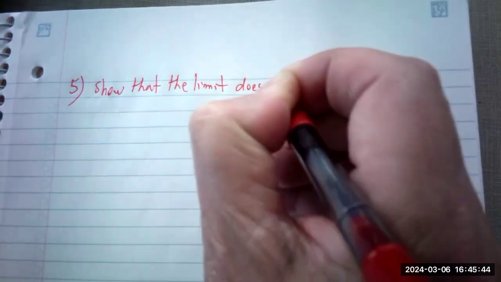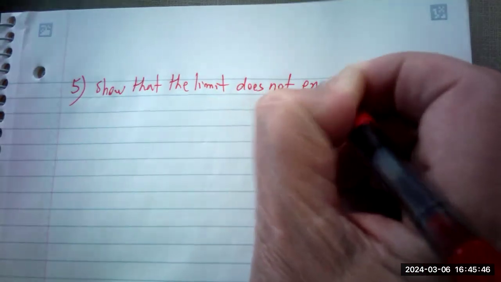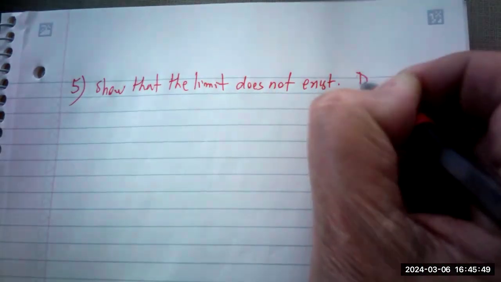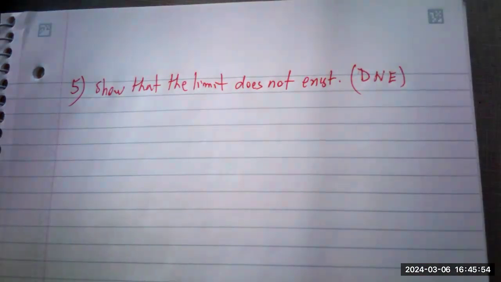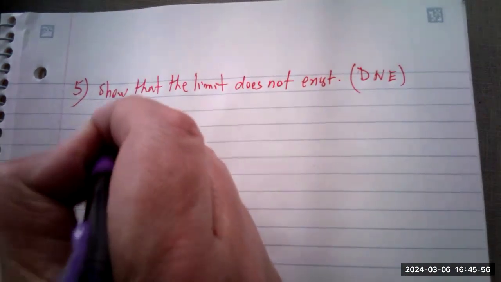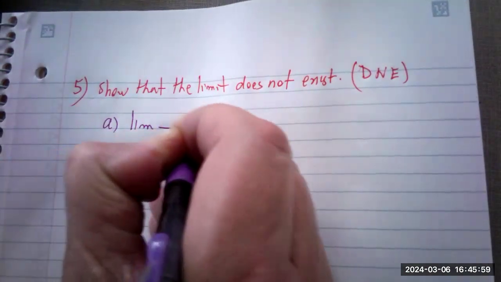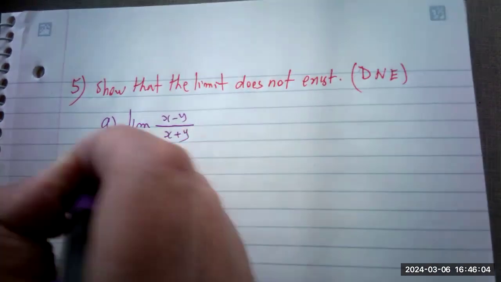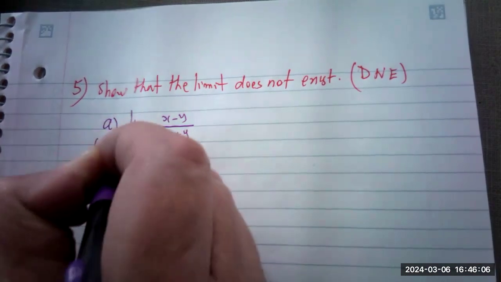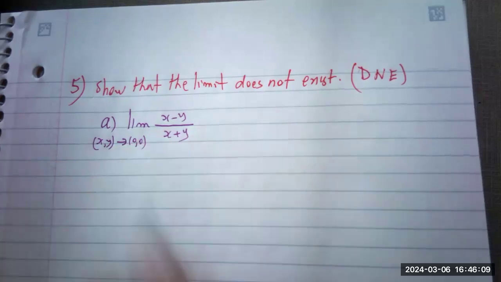One of them will be given, this number 5. Show that the limit does not exist. This is it. Number 1, the limit of x minus y over x plus y, as (x, y) goes to (0, 0). So you check it first, then you go for it.